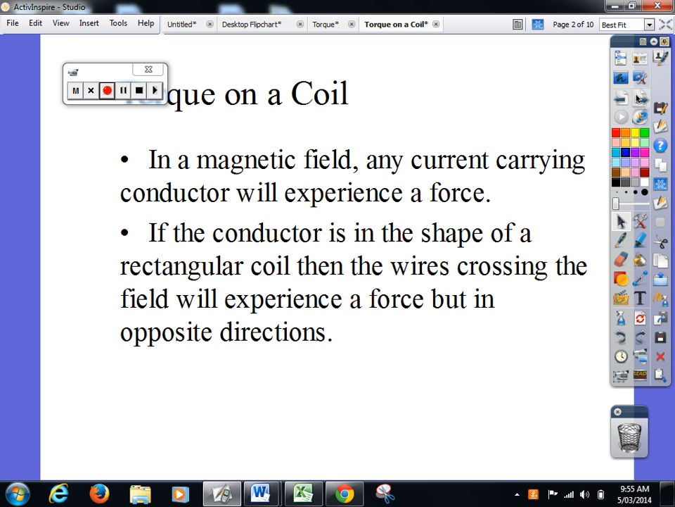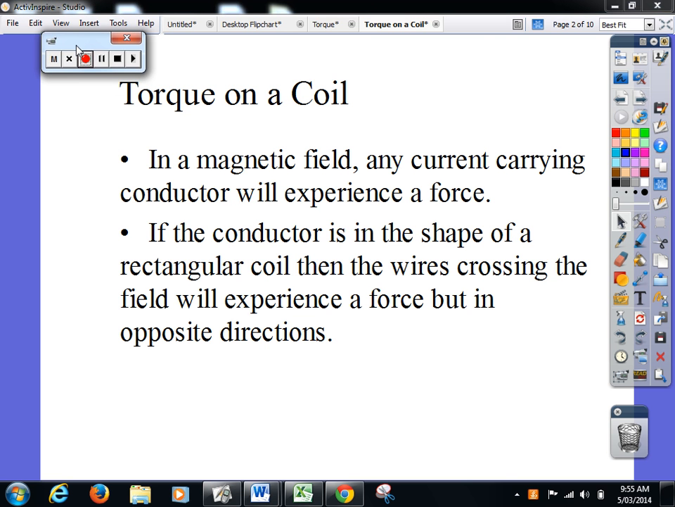Right, let's move on. So, just to emphasise this, we have torque on a coil here. In a magnetic field, any current conductor will experience a force. What do we call this effect? Yes. The motor effect says that if you take a current conductor and you place it in a place of space which has a magnetic field, it will have a force.